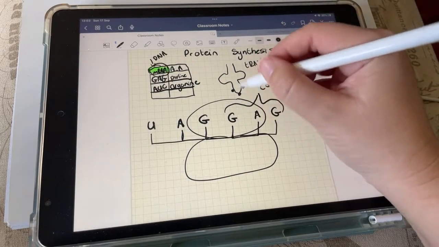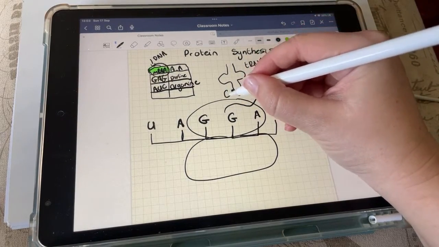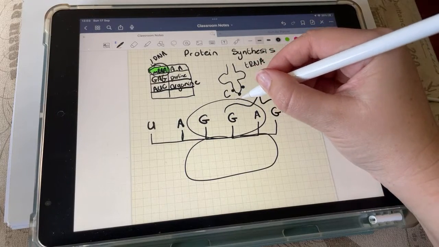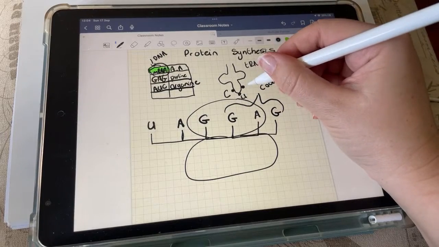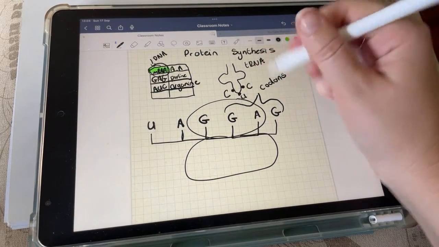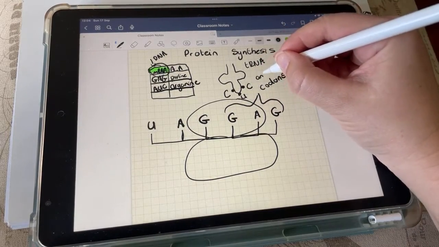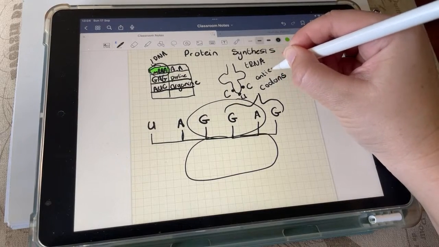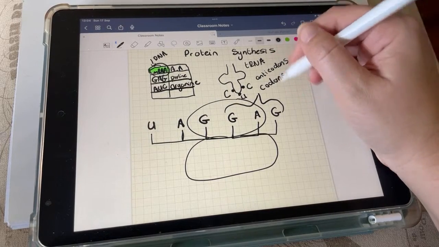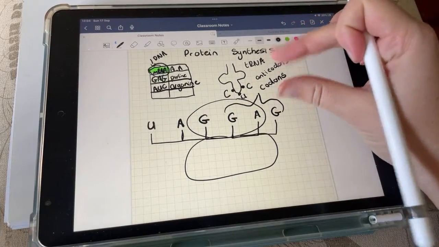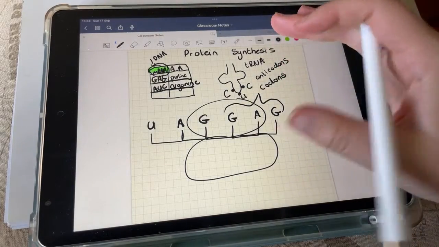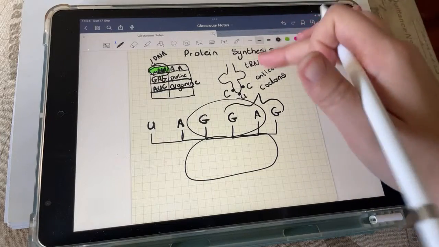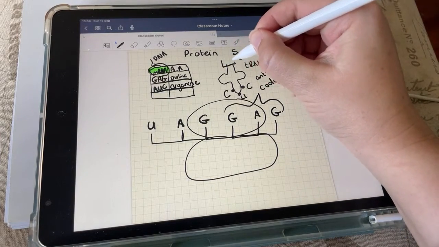And so if we match these up, then this would be the letter C to match G. This would be the letter U to match A. And this would be the letter C to match this G. And we call those anticodons. So the anticodons and codons, they match together, right? Now, sitting at the back of the tRNA is an amino acid.